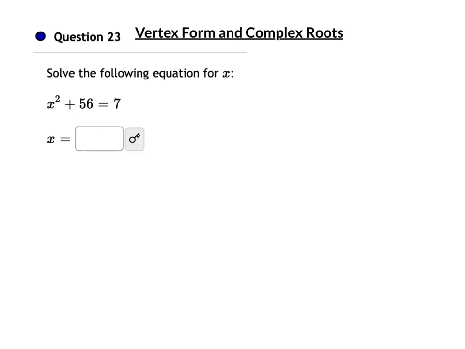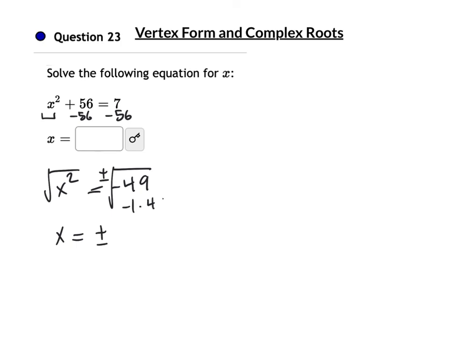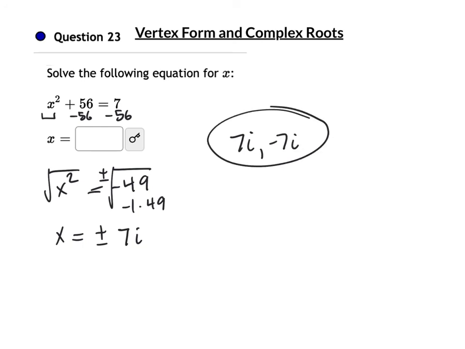Here's a quick one. To solve for x, we get the square by itself. X squared equals, take a 56 off each side. 7 minus 56 is negative 49. So I'll take the square root of both sides and put my plus or minus. And x will be plus or minus, this is negative 1 times 49, plus or minus 7i. Now I can't enter that in the answer, so what I'm going to have to do is enter 7i, comma, negative 7i, and that will be my answer, positive 7i and negative 7i. Notice again, imaginary numbers, complex numbers, the answers always come in pairs. That's why we talk about the conjugate.